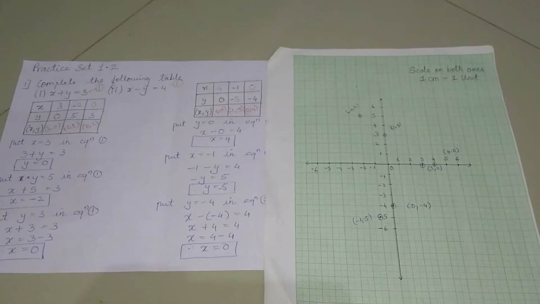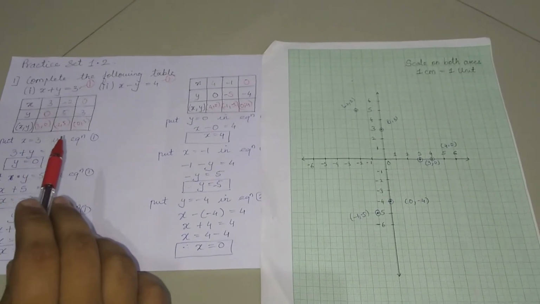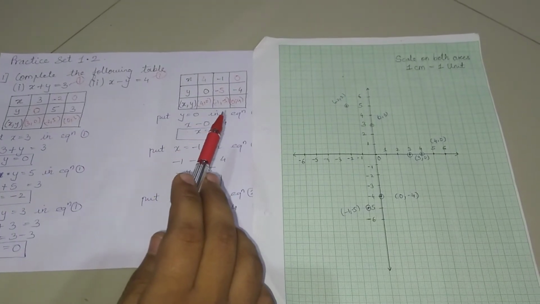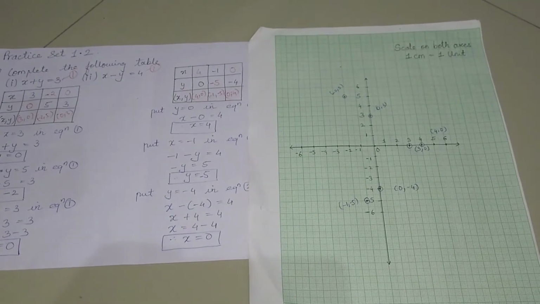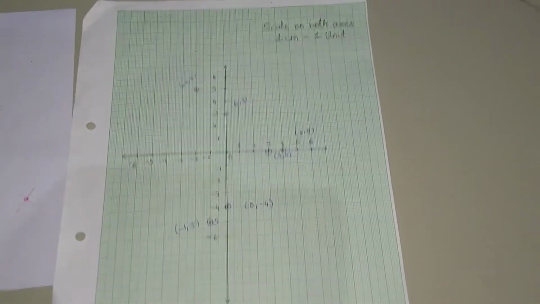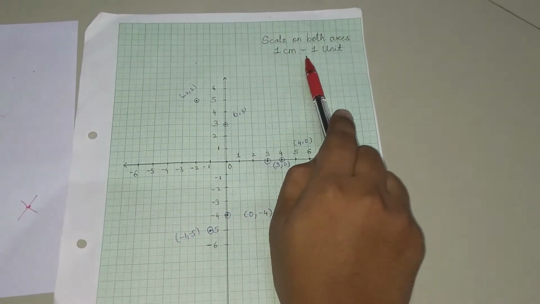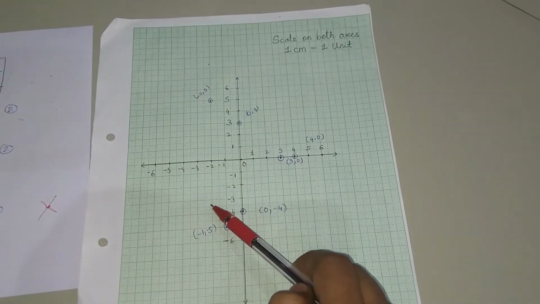Okay guys, I have taken a graph over here. I will be plotting 3 comma 0, minus 2 comma 5, 0 comma 3, 4 comma 0, minus 1 comma minus 5, 0 comma 4 on the graph now. Now let's quickly turn towards the graph. This is the graph which we have, and we have written here that the scale on both axes is 1 centimeter equal to 1 unit. That means from here to here, 1 centimeter is equal to 1 unit.